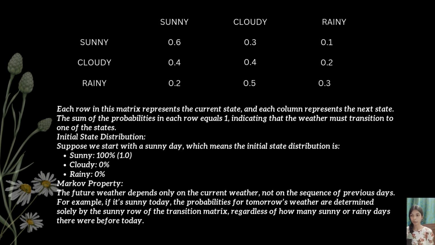Markov property. The future weather depends only on the current weather, not on the sequence of previous days. For example, if it's sunny today, the probabilities for tomorrow's weather are determined solely by the sunny row of the transition matrix, regardless of how many sunny or rainy days there were before.